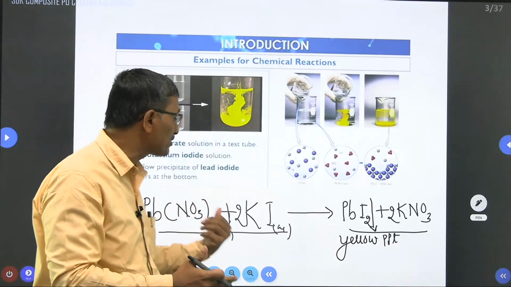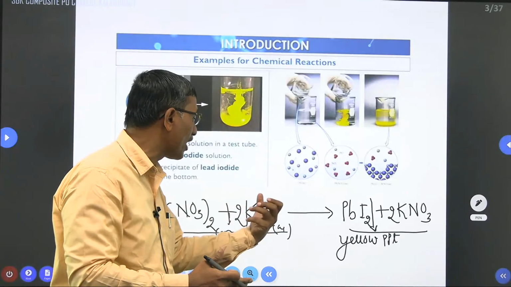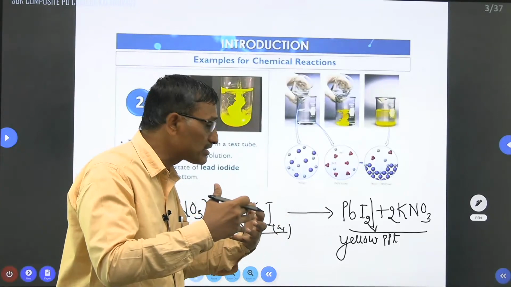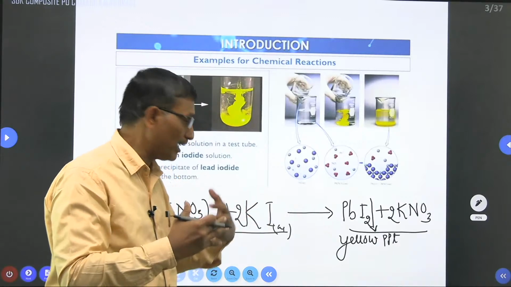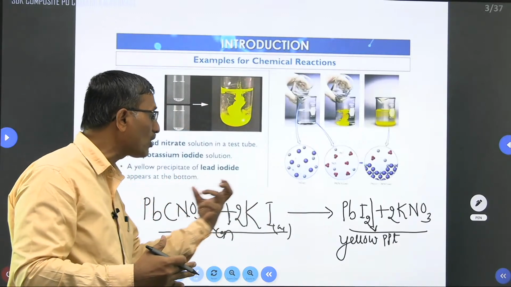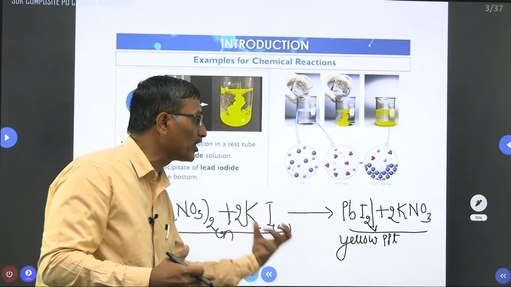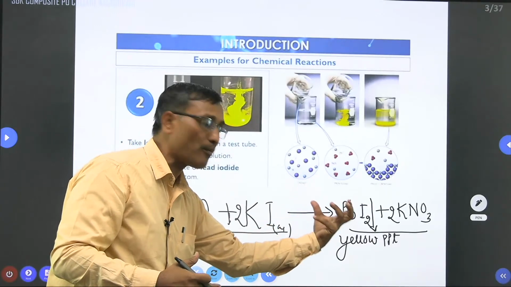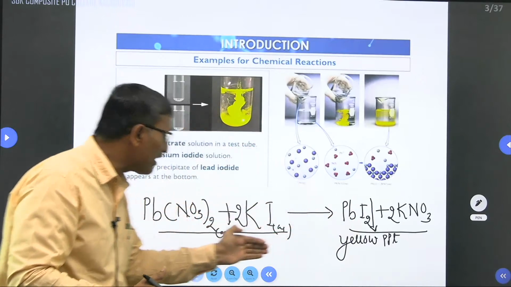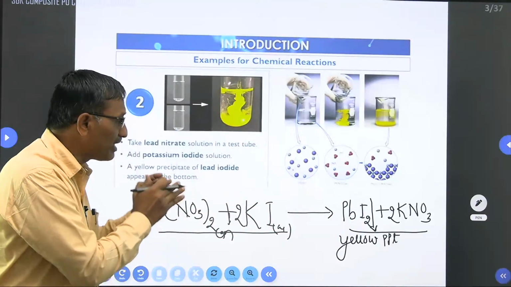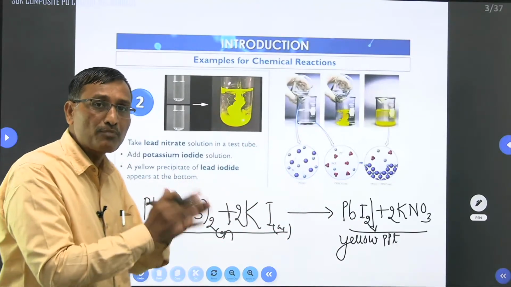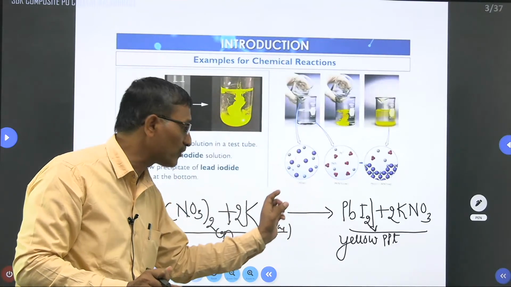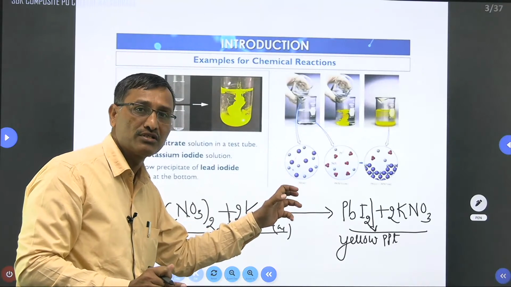Lead is there, nitrate ion is there, potassium ion is there, iodide ion is there. Only a rearrangement of these ions takes place. It means the breaking of the old bond and the formation of a new bond with a new product, with new chemical properties. Entirely, the properties of the reactant and the properties of the product are different in a chemical reaction. That is why it is known as a chemical change.